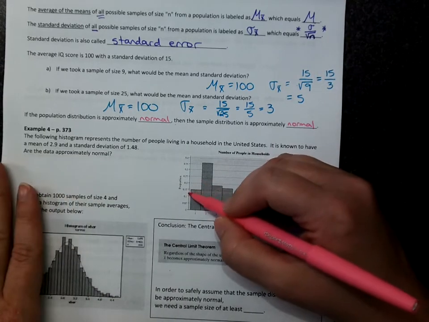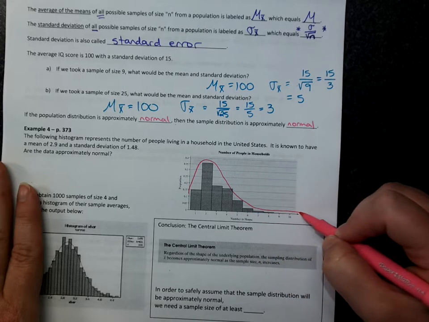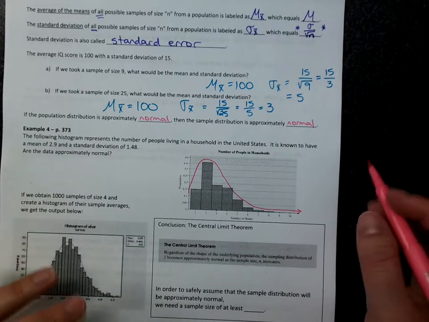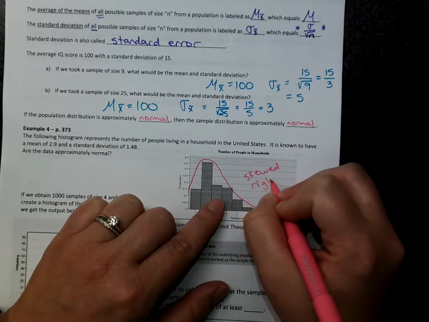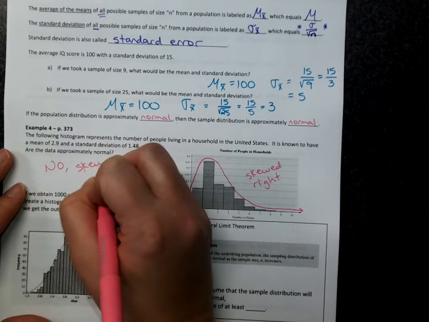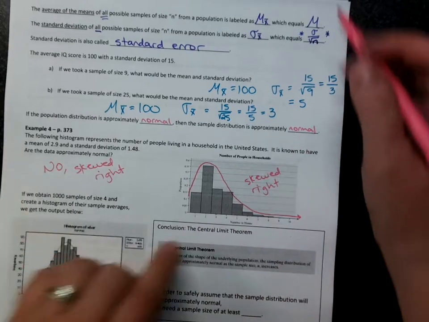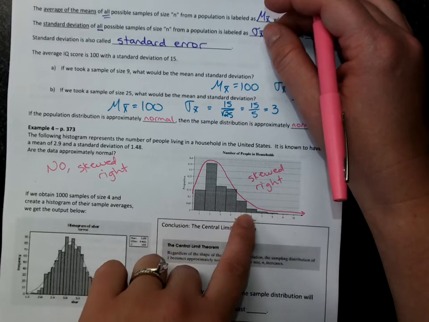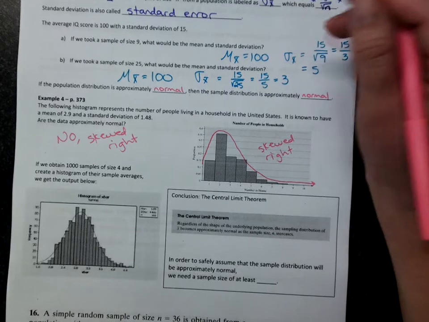Is this bell-shaped? So the majority of the data is here, and then it trails off as we get more and more people in the house. So that's not a nice symmetrical bell shape. That is skewed to the right. So no, these data are not approximately normal. They're pretty well skewed right. We see the majority of the households have between 1 and 3, maybe 4 people in them, but there are a few households that have more than 4 people in them. So we have skewed right.